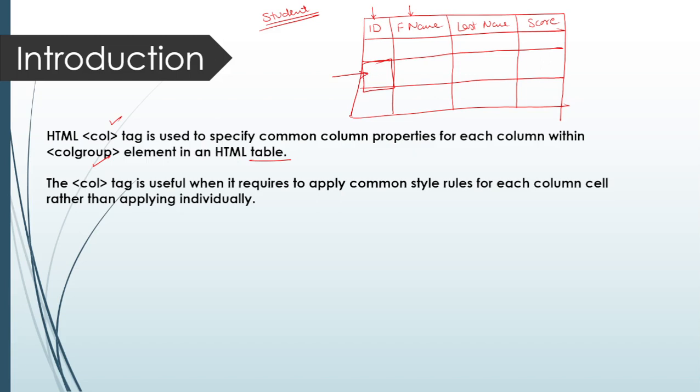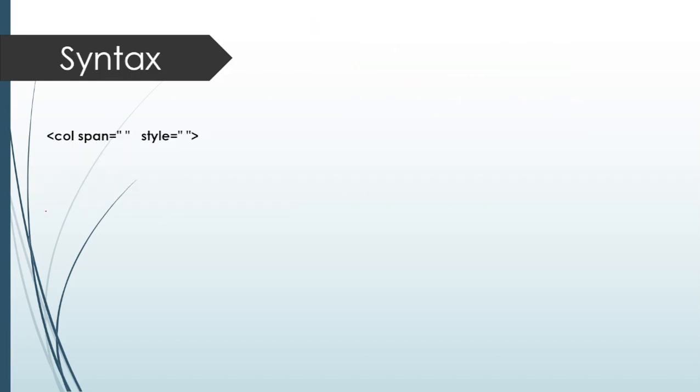And also the col HTML element defines a column within a table and is used for defining common semantics for all the common cells. Okay, it is used to define common semantics or common properties on all the common cells. This statement is very important for your examination point of view. So here the col tag is useful when it requires to apply common style rules for each column cell rather than applying individually. Same statement I have written here.